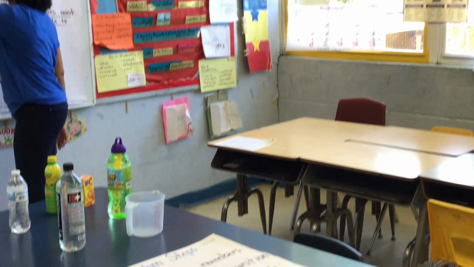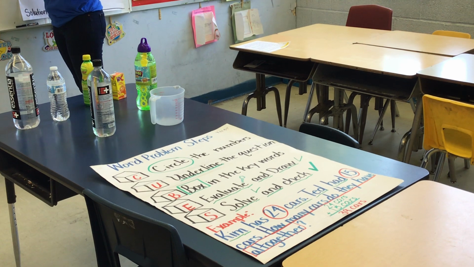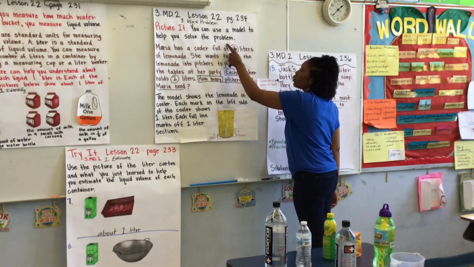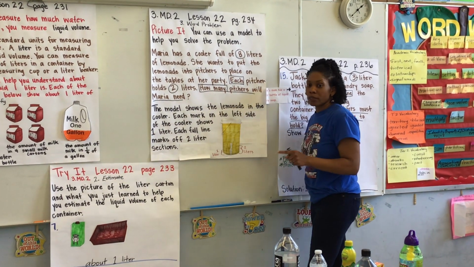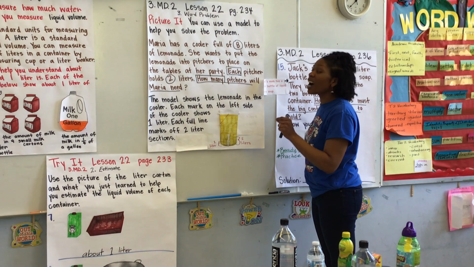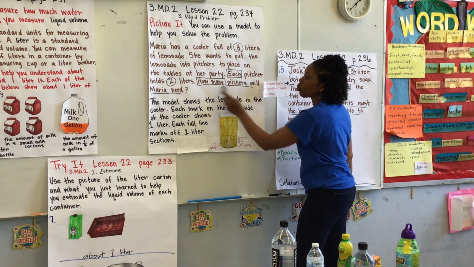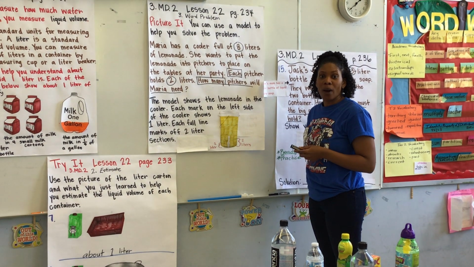Another strategy that you can use to solve this word problem is called the CUBES strategy. I have already done some of this for you, but the first thing you can do is circle the important numbers. If you notice, I've circled 8 liters and 2 liters. The next thing you can do is underline the question. The question reads, how many pictures will Maria need? That's important for us to know in order to solve this problem.